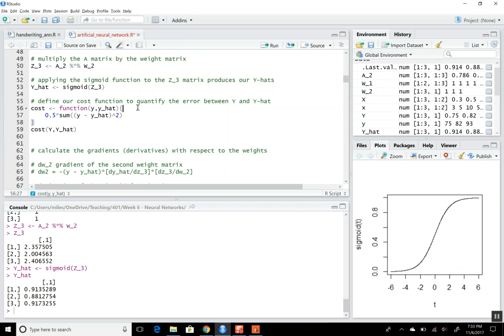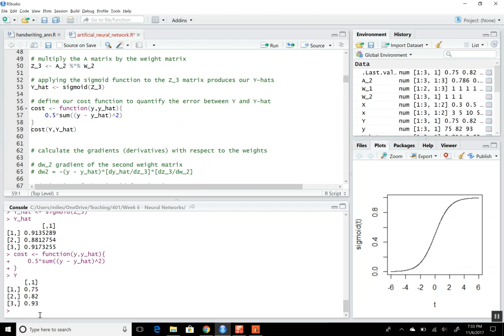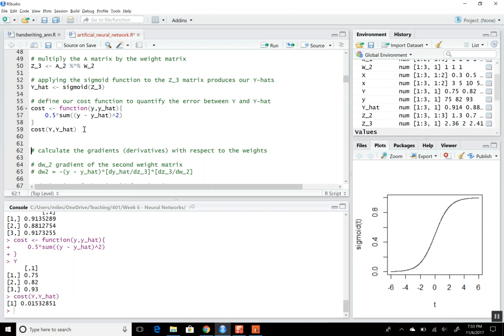Then we also have the cost function. The cost function is just the difference between our output y and our prediction y hat, squared. We sum that up and multiply by 0.5. So right now we'll apply the cost function to our actual values of y, which are 0.75, 0.82, and 0.93. Our predicted values of y are very much wrong, and so our cost right now is 0.0153. It doesn't sound terrible, but this is a bad cost value right now.